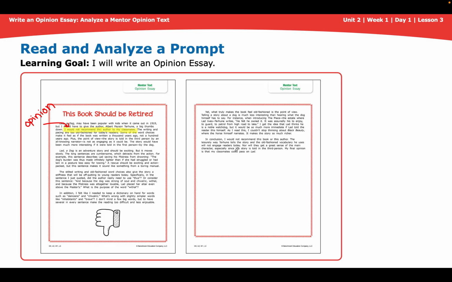And then lastly, you're going to label a conclusion, which should be the easiest one because the conclusion comes at the end. And that is all I have for today.